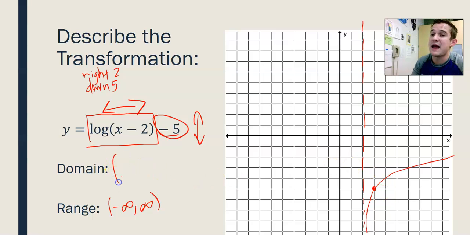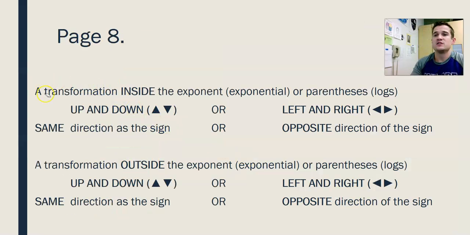Then my domain now, since I shifted to the right 2 units, is going to be from 2 to infinity. From right here at 2 all the way to infinity. So that's how I describe a transformed logarithmic function. So if you have my guided notes, you'll notice this on page 8.